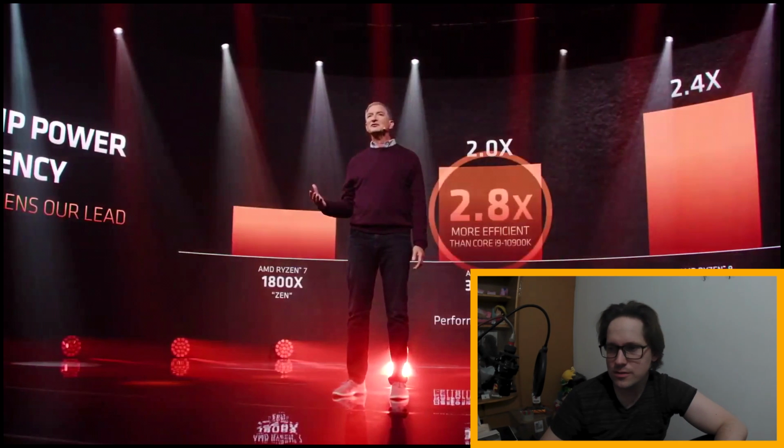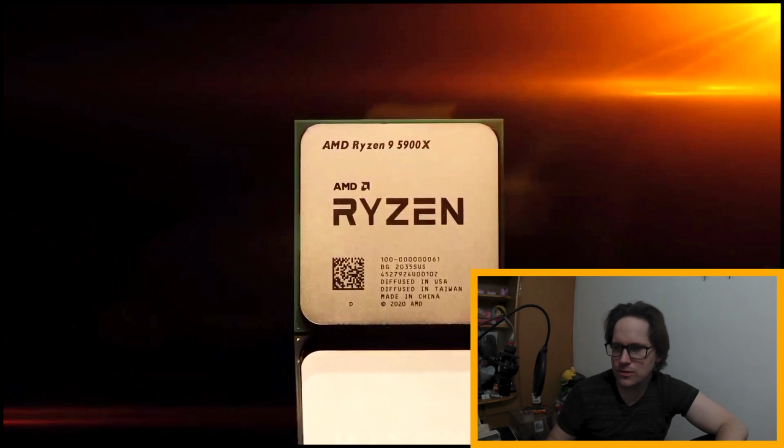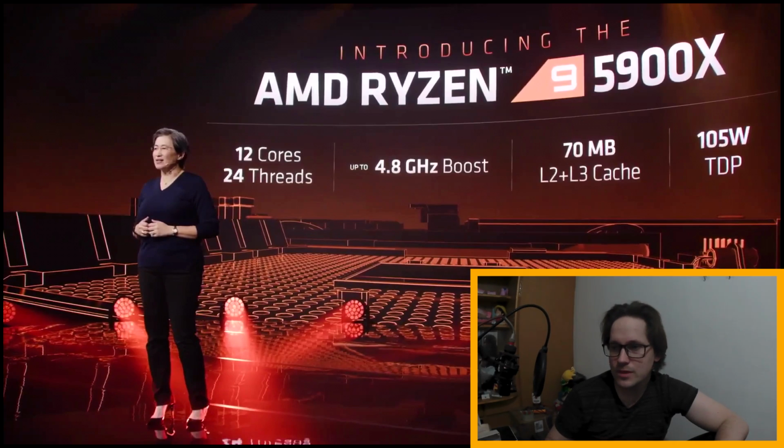Performance per watt. Yep, lovely screen picture of the R9 5900X. Alright, now specs: 12 cores, 24 threads, up to 4.8 GHz boost. I think that's just for a single core boost. 70 megabytes of level 2 and level 3 cache combined, and 105 watt TDP.